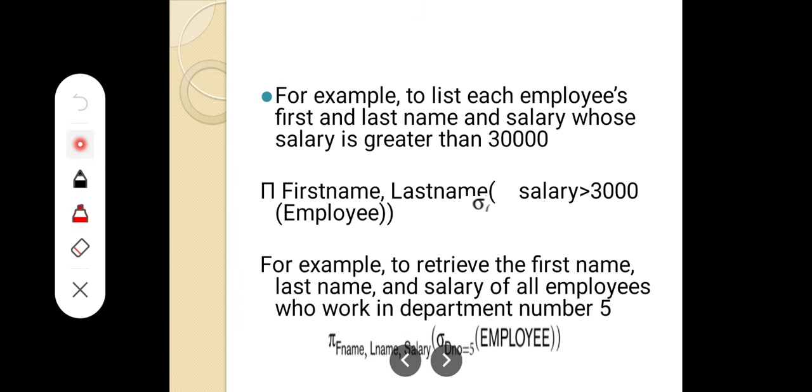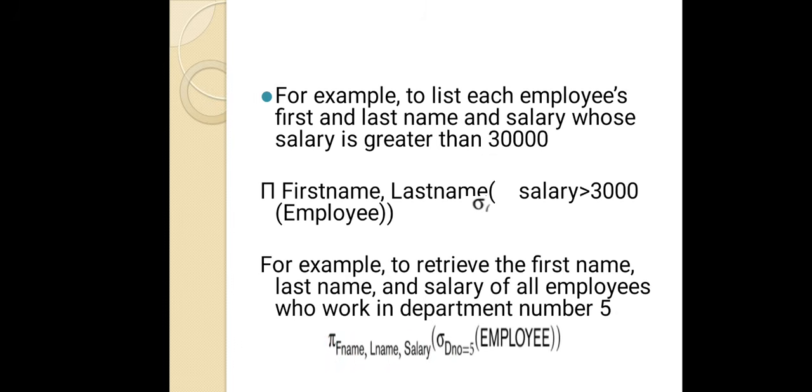Okay, so first we will select the tuples having department number 5. So sigma department number 5 employee. After executing this one, the rows having department number 5 will be selected. From that we have to display the first name, last name and salary of the employee. So pi first name, last name and salary.